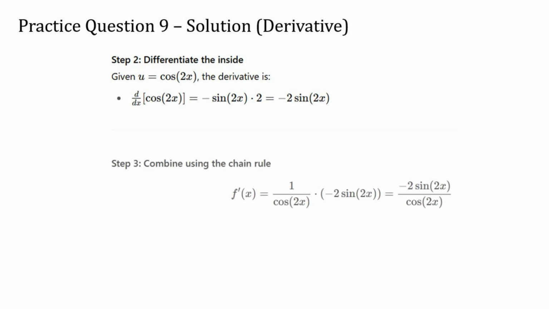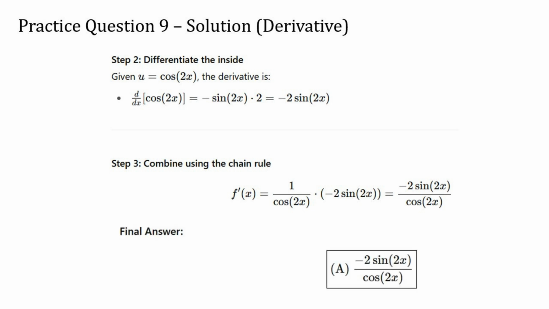Now using the chain rule, the derivative of the original function becomes 1 over cosine of 2x multiplied by the derivative of the inside, which we just found to be negative 2 sine of 2x. Multiplying these gives negative 2 sine of 2x divided by cosine of 2x. So the final derivative corresponds to answer choice A.